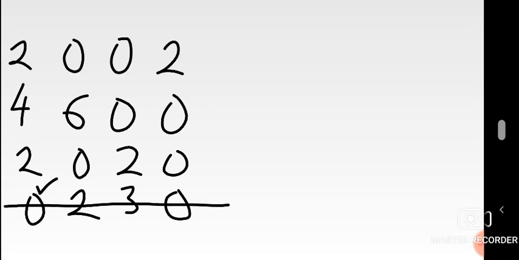Go to the next column, 0602. There's only, again, 2 zeros, so skip. The third column, 0023, skip. Why? There are 2 zeros. Fourth column, 2 zeros. There you also skip.